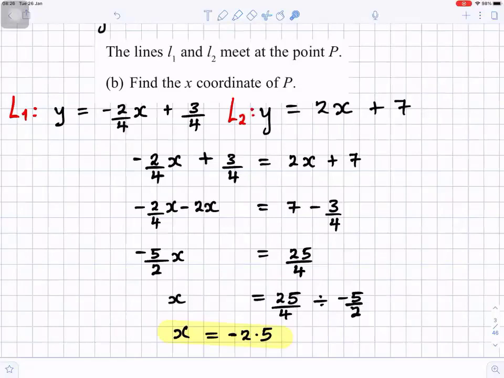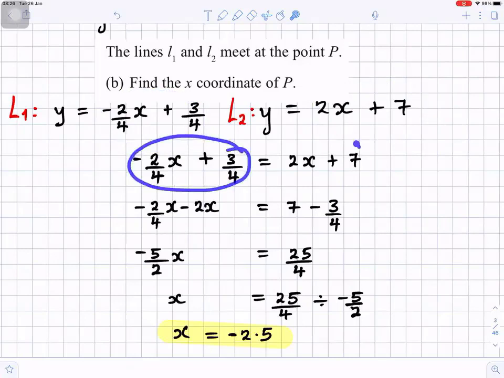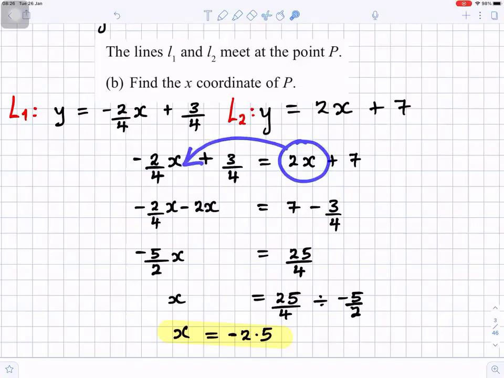The lines L1 and L2 meet at the point P. Find the x-coordinate of P. So we've got line L1 and line L2. When the two lines meet, that means L1 is equal to L2, and we need to solve that equation for x. We put all the x to the left. So 2x goes to the left, it becomes minus 2x. Plus 3 over 4 goes to the right, it becomes minus 3 over 4.